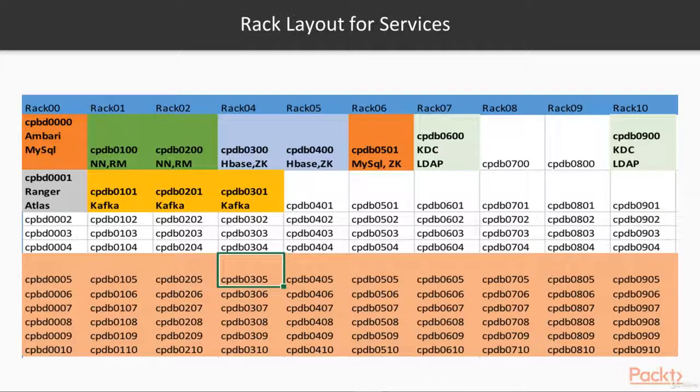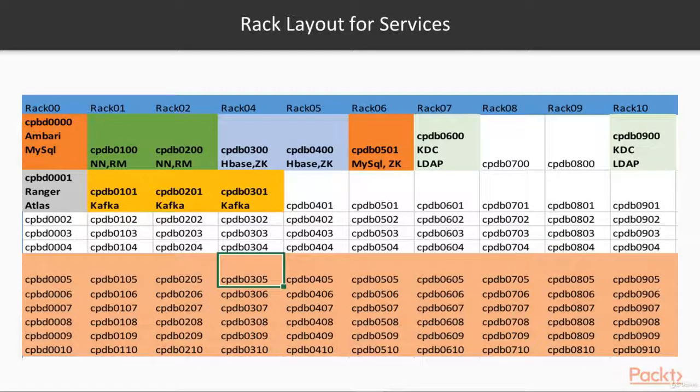So this is an example I'm showing you of rack layout for services. So how the naming convention would be. So you will have a rack. Let's say this is your rack 0, rack 1, rack 2, and so on, right? And rack 3, rack 4. Similarly, this way you will have your rows, which will be server rows. So your naming convention would be like this.